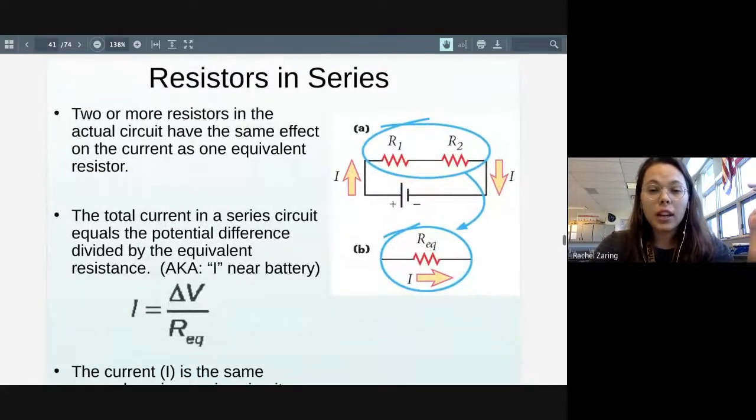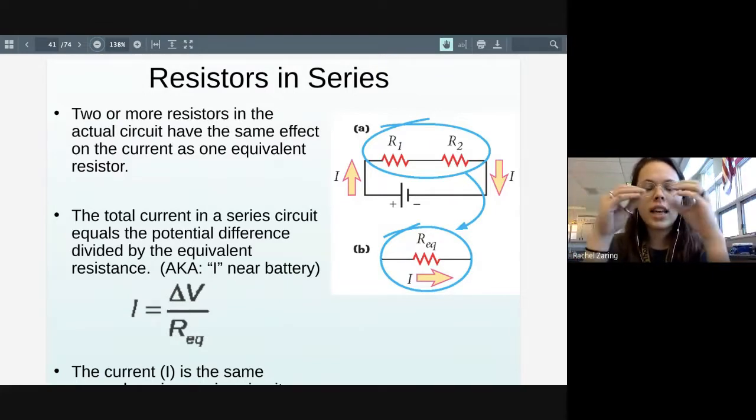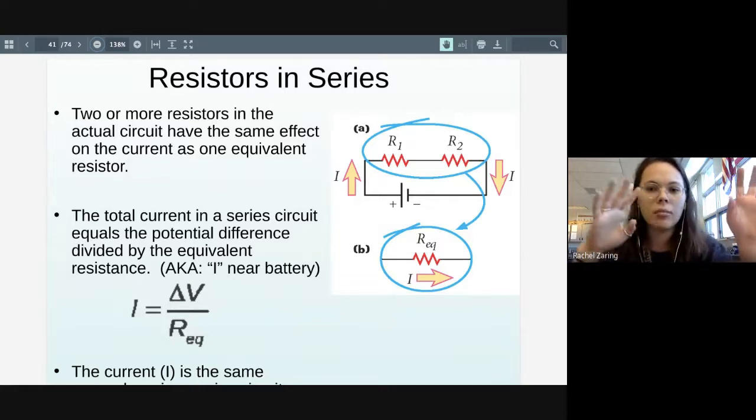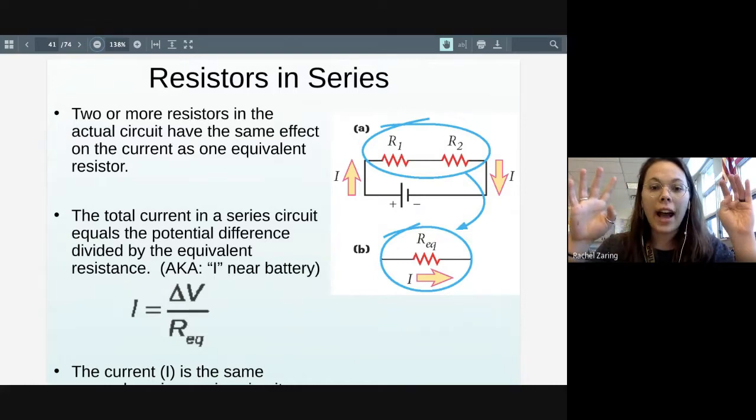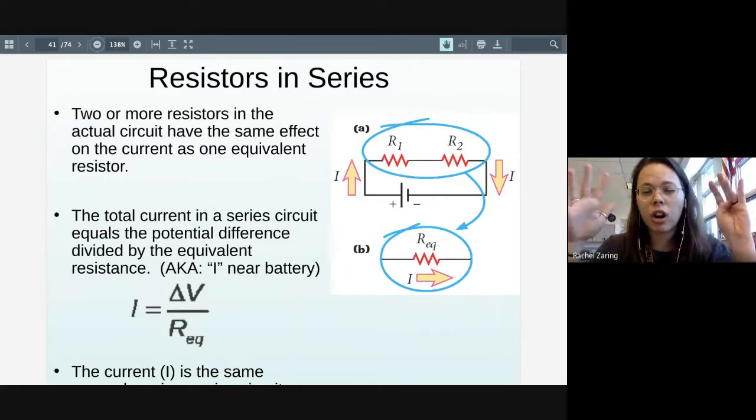So how do we then apply Ohm's law to this? Two or more resistors in an actual circuit have the same effect on the current as one equivalent resistor. That's a big concept right there. So what we're saying is that the equivalent resistance, the sum of the resistors, is going to act the same for the actual circuit and the current that runs across it everywhere.